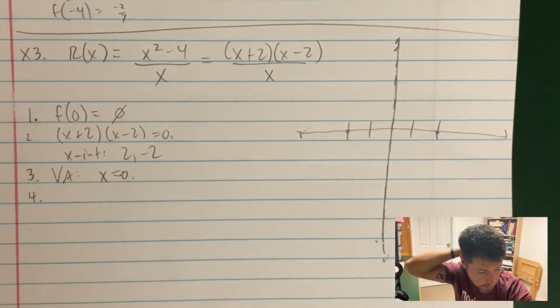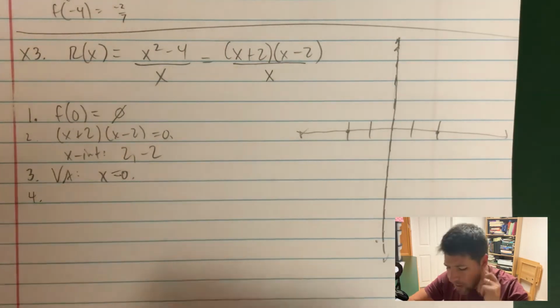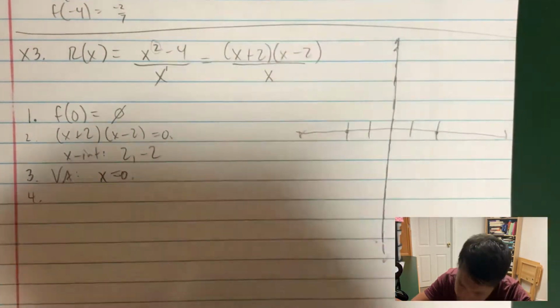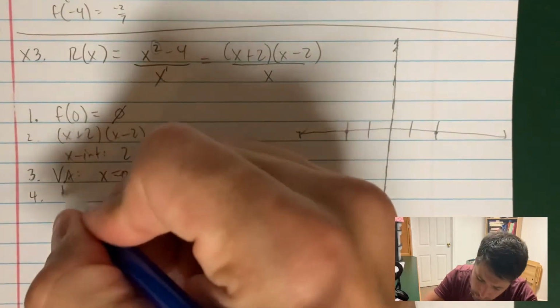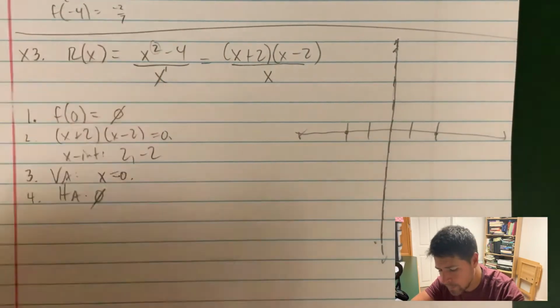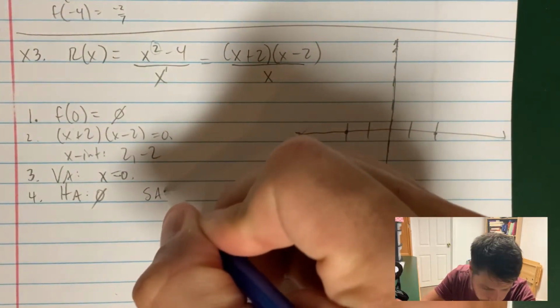Step 4 is going to be a horizontal asymptote. Well, the degree on the top is 2. The degree on the bottom is 1. So for a horizontal asymptote, there is not a horizontal asymptote because the top is going to grow much faster. But I do have a slant in this case.